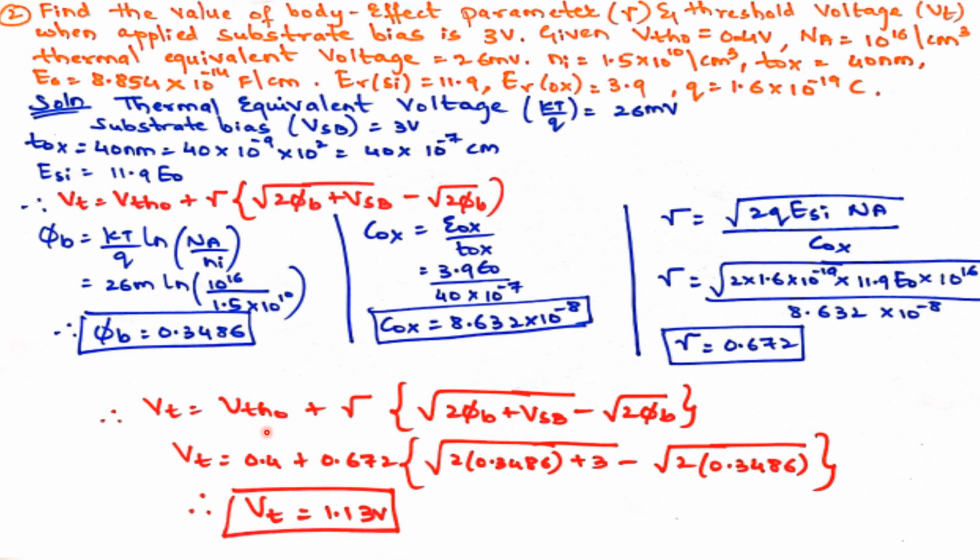So here we will be considering the second formula of threshold voltage, that is which includes body effect parameter. So formula is Vt equals to Vth naught plus gamma into square root of 2 phi b plus Vsb minus square root of 2 phi b. Vth naught is given as 0.4. Body effect parameter is calculated, whose value is 0.672, and phi b is 0.3486. Substrate bias is given as 3 volt. So once substituted and simplified, threshold voltage is 1.13 volt.